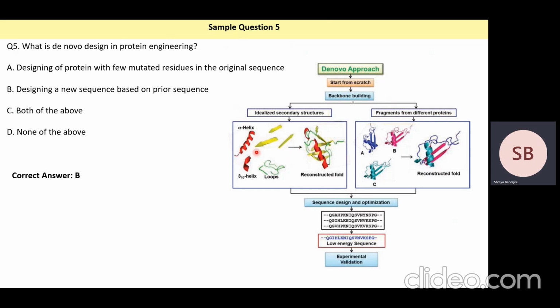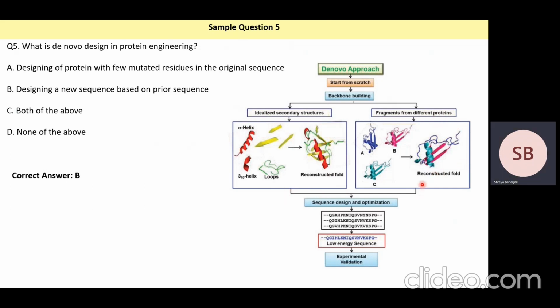What happens is that idealized secondary structures of different sequences are considered. Suppose the initial 10 amino acids give rise to an alpha helix, and the next 20 amino acids give rise to a beta sheet. Like that, the different amino acids that form the different structures are put together to have a reconstructed fold, or fragments from different proteins can also be put together to get the reconstructed fold.